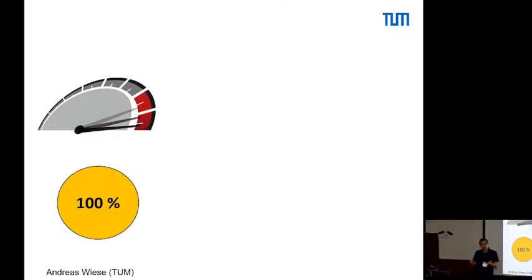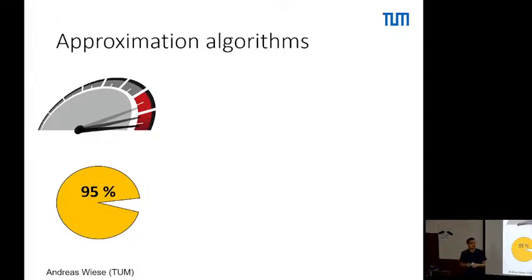And one reasonable way to compromise, in my opinion, is to say, let's still insist on the algorithm being fast, because if the algorithm is slow, like 2 to the n, that's not good for us. But let's compromise on these 100%. Let's say we're happy if we might not always achieve 100% of the optimal profit, but let's say at least 95%. And algorithms that do this are exactly the approximation algorithms that I want to talk about in this presentation.